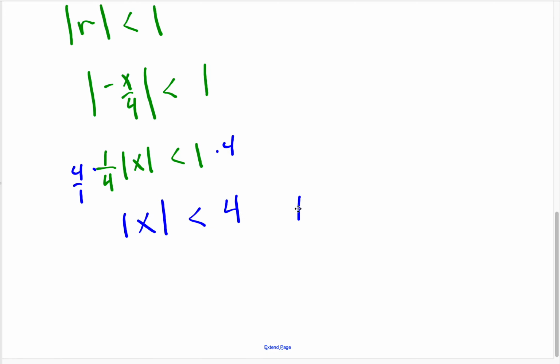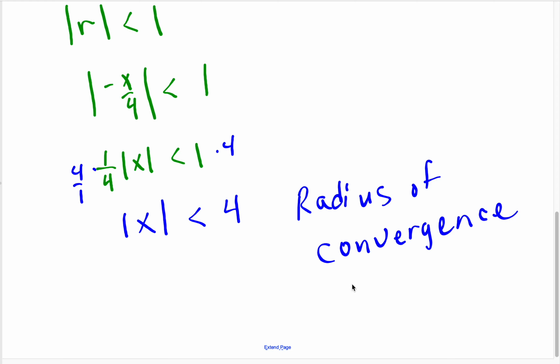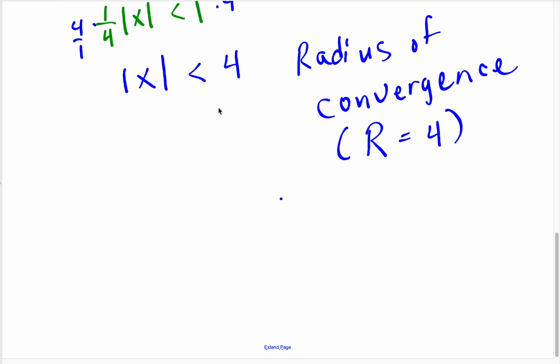Now I know that my radius of convergence, or we call it big R, is equal to 4. And this, the number on the other side of the inequality, is the radius of convergence, as long as over here, the only thing left is your absolute value, and what's inside is, in this case, an x, because we're centered at 0. All right, so now we can find the interval of convergence.